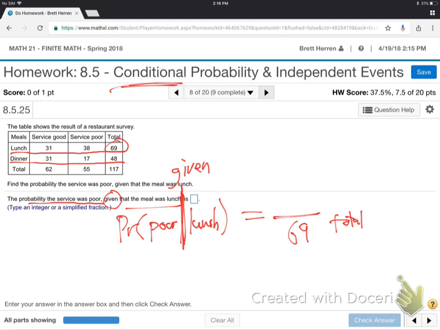It's not the whole 117. It's one of those 69 lunch goers. It's out of that group, right? They had lunch. And out of that group, how many had poor service? 38 out of 69. There we go. That's all they want. They want a fraction. I don't think that fraction reduces. No, that's just it. Good on that? How we doing? Is it all making sense? I'll move on.